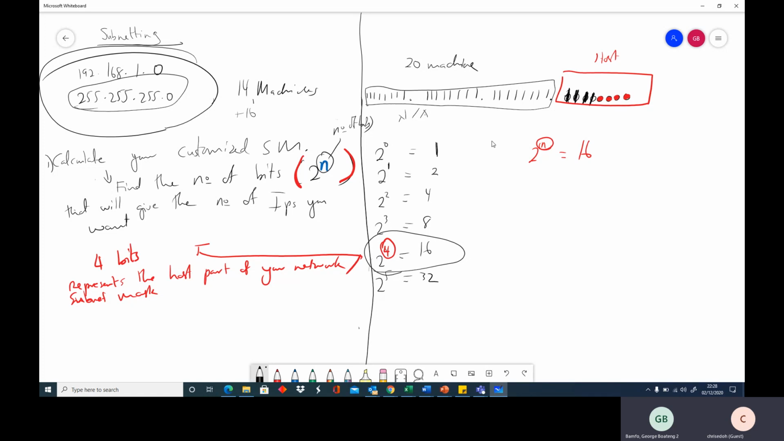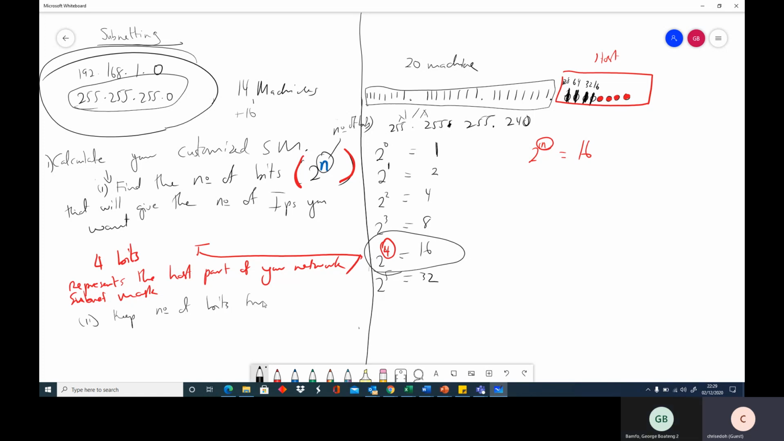So that means the new subnet mask will be 255.255.255.240. Does it make sense? Because if you remember, 128 plus 64 plus 32 plus 16, that's 240. So that's the new custom subnet mask. So after you find the number of bits, the second thing is to keep the number of bits for your host. Is that okay?